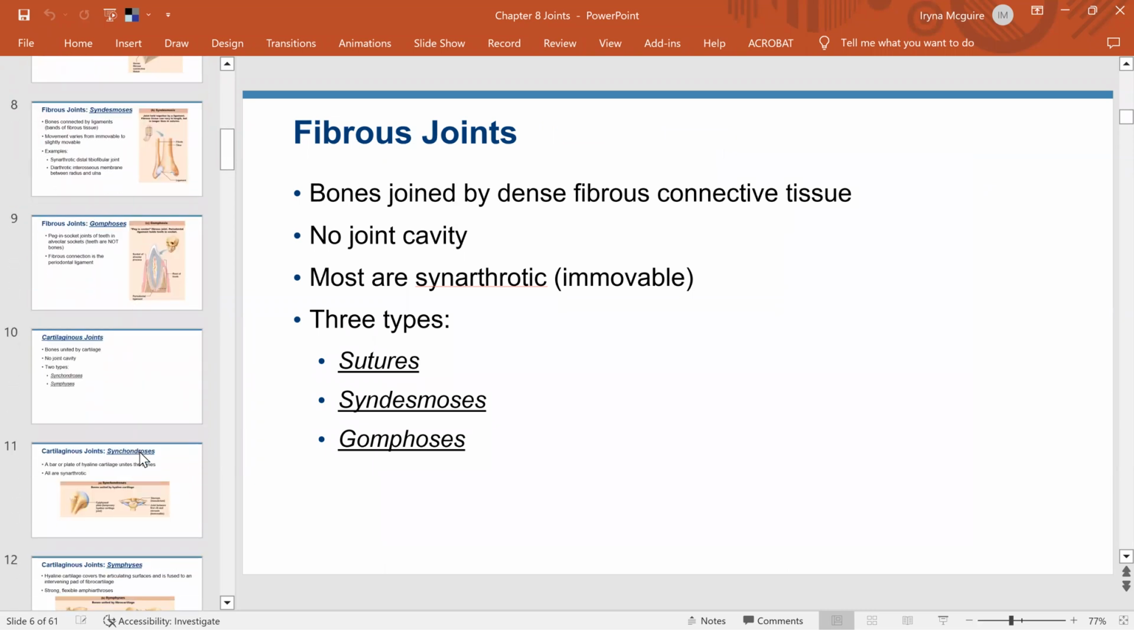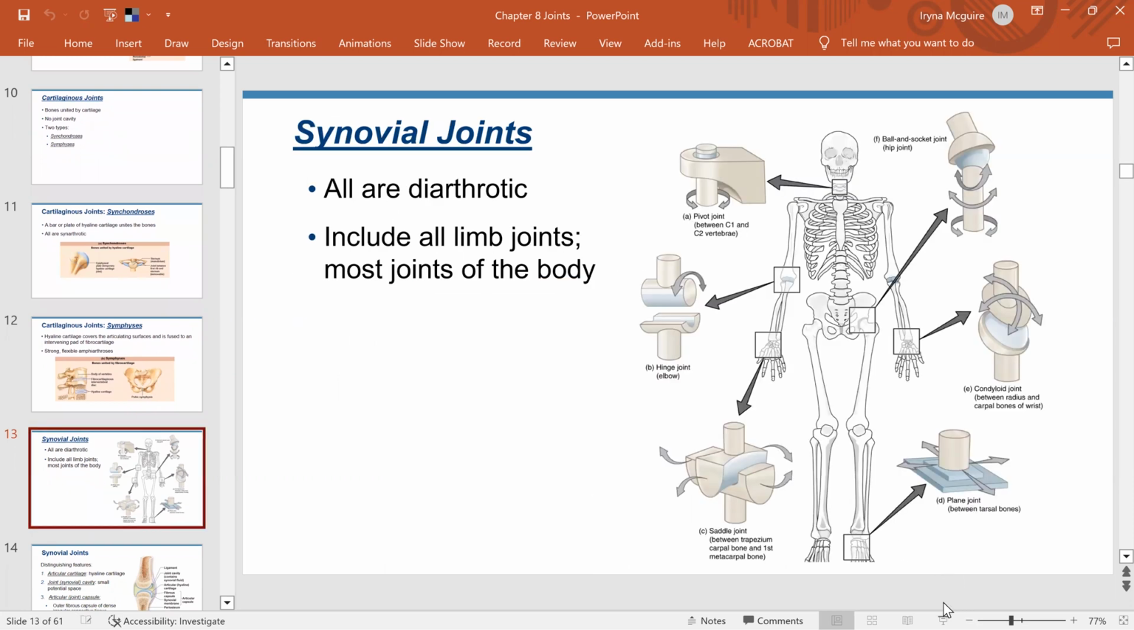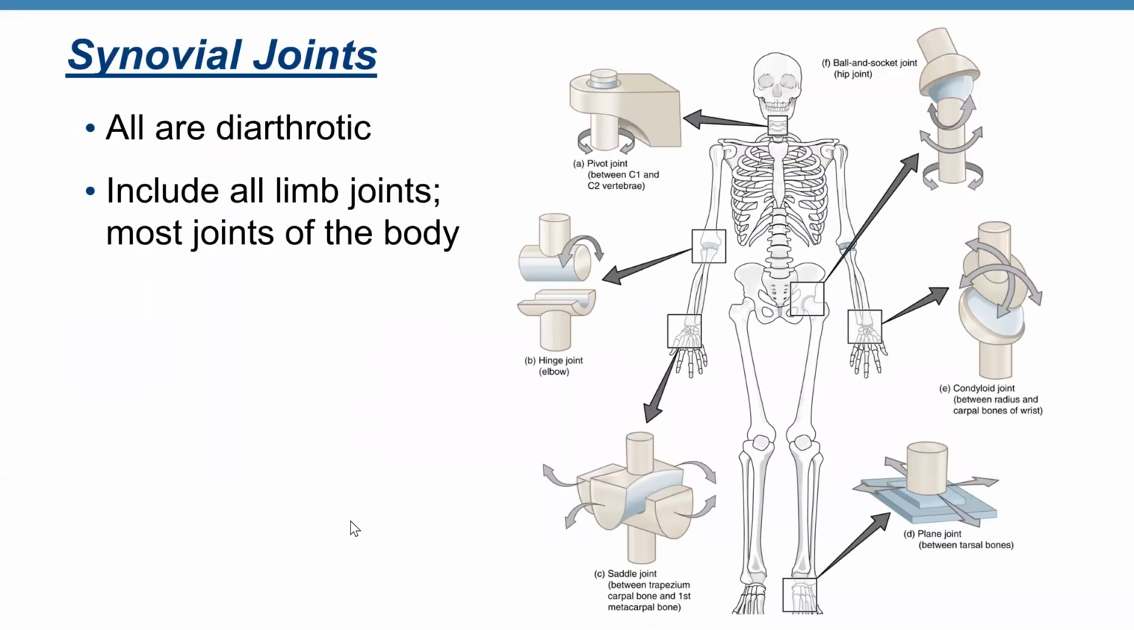Okay, so next are synovial joints. Synovial joints are all diarthrotic, so freely movable, and include all limb joints and most joints of the body. So you can see we have a skeleton here, and almost all the joints that give you range of movement, either movement in three planes or in two planes, but that's a lot of movement involved in these joints. That's why they are diarthrotic joints.